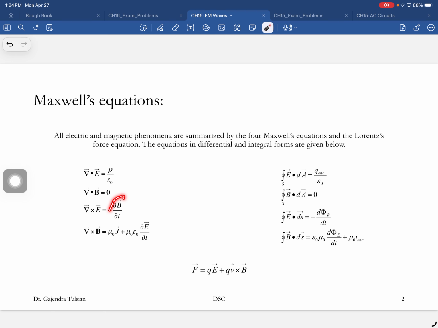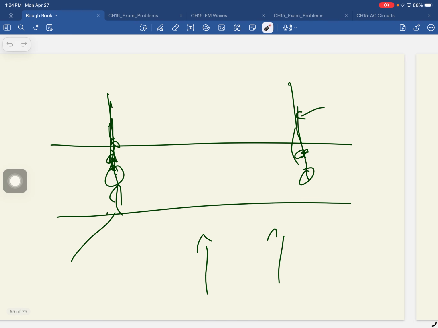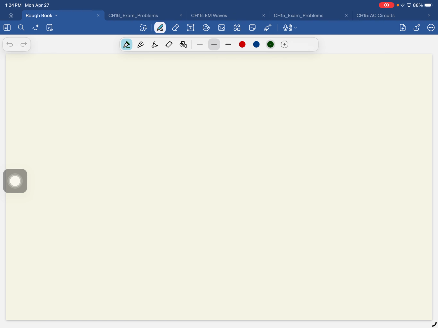So now you have a picture of a time-varying electric field producing a magnetic field like that. And how far does this magnetic field go? It goes all the way to infinity. With time-varying electric fields, the effect on the magnetic field is going out at the speed of light anyway. So that's the magnetic field produced. And increasing magnetic field in this direction is producing an electric field like that.